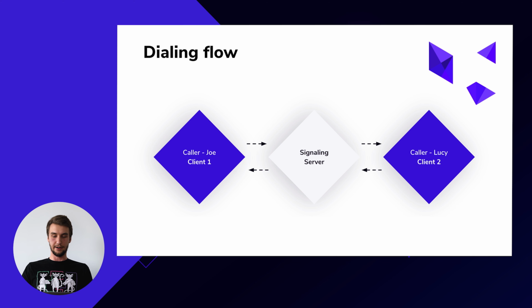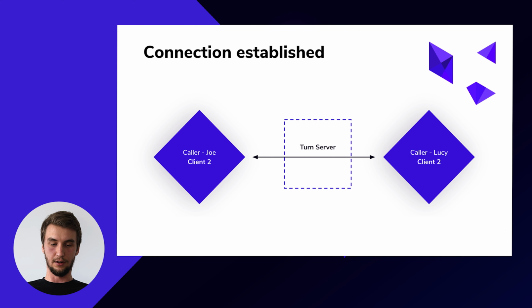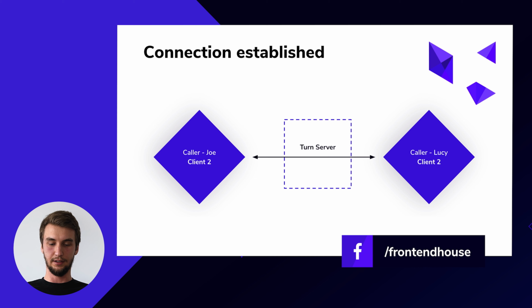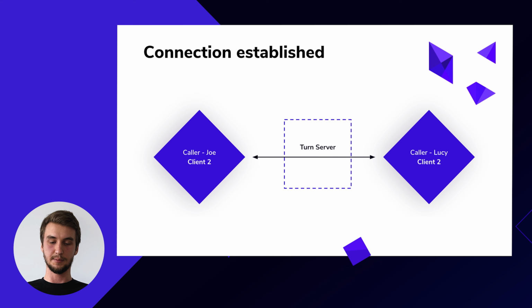As you can see, there are three main pieces to our application. There are two front-end applications marked as two purple rectangles and one back-end application, our signaling server. Also, for the remainder of this video, I'll refer to two front-end applications as a caller, which will be Joe, and he will call Lucy, another front-end application. Now, once the connection is established, we won't need our signaling server anymore. Peers will be either connected directly or via a TURN server, but I will explain that later.